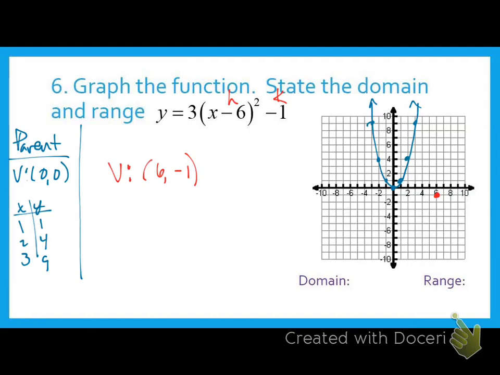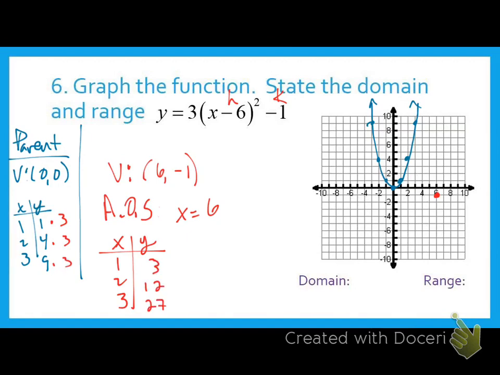Now, I need, well, first of all, the axis of symmetry. Let's go ahead and write that in. Remember, it's always x equals, it's an equation. X equals the x-coordinate of the vertex, which is 6, because the vertex is going to sit on the axis of symmetry. Now, I need a table of values for my new graph as well. I'm still going to use 1, 2, 3, but I'm going to multiply the parent function table of values by my a. And so I get 3, 12, 27.